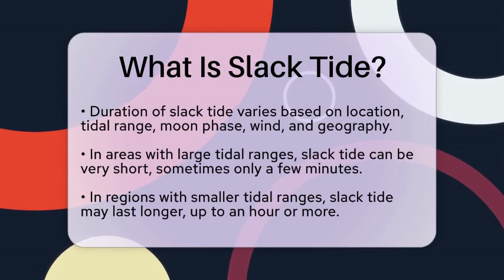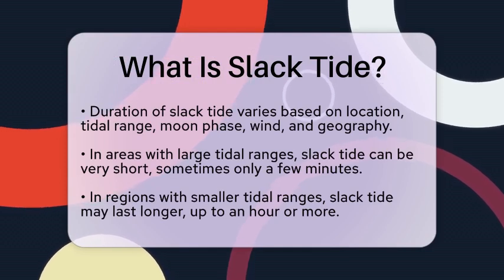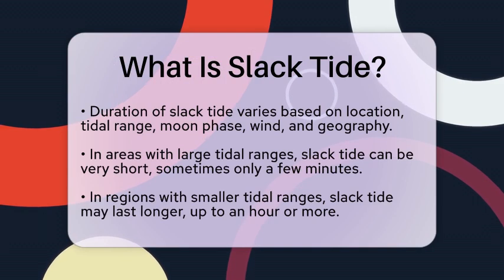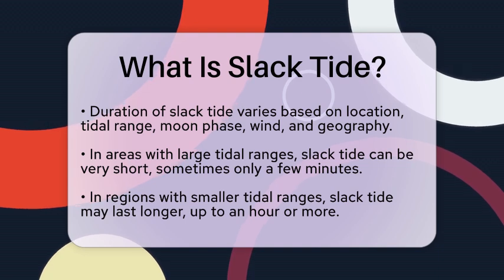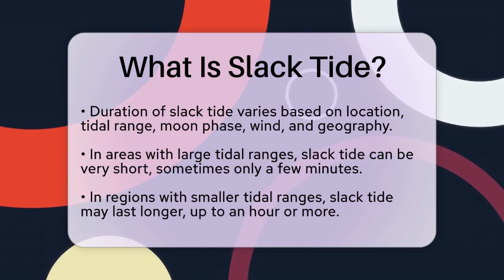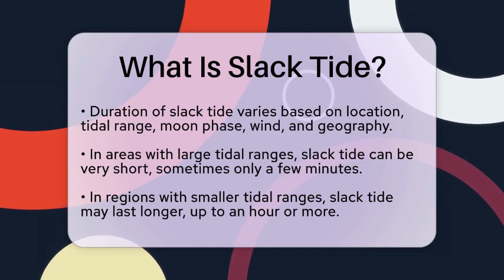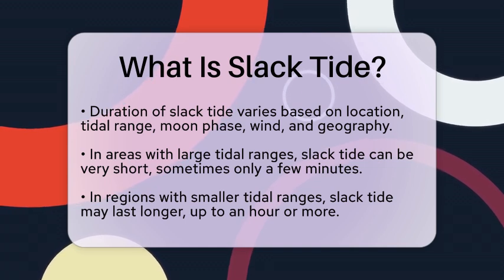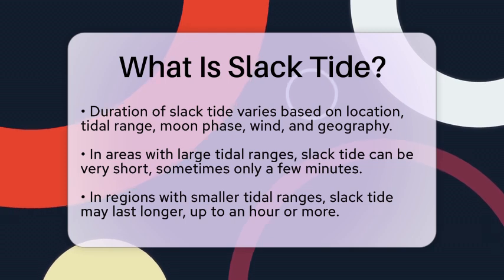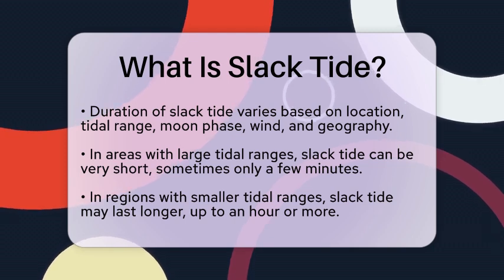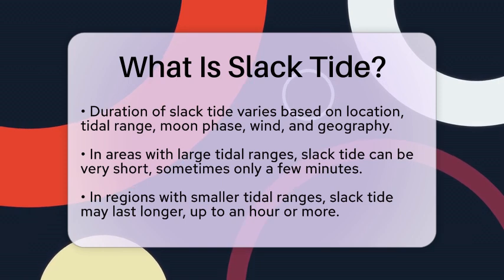The duration of slack tide can vary based on several factors, including location, tidal range, moon phase, wind conditions, and local geography. In areas with large tidal ranges, slack tide tends to be shorter, sometimes lasting only a few minutes. In regions with smaller tidal ranges, slack tide can last longer, sometimes up to an hour or more. Generally, slack tide occurs around 30 minutes before and after the times of high and low tide, but this timing can shift depending on local conditions.